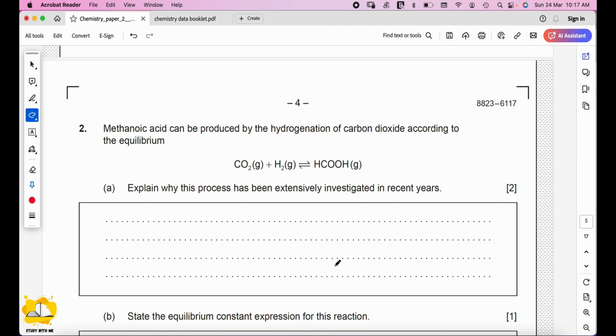Methanoic acid can be produced by the hydrogenation of carbon dioxide according to the equilibrium. Why has this process been extensively investigated in recent years? Of course, because CO2 is a major contributor to climate change. And the other reason is CO2 is a greenhouse gas.